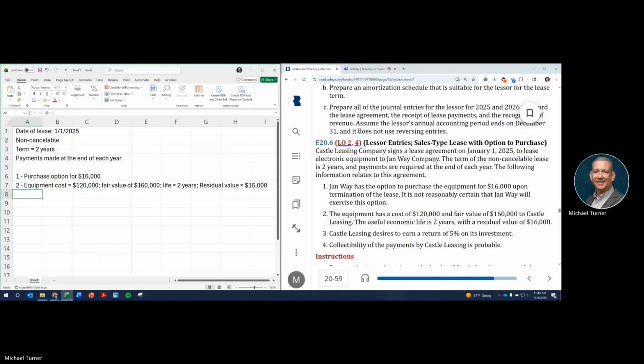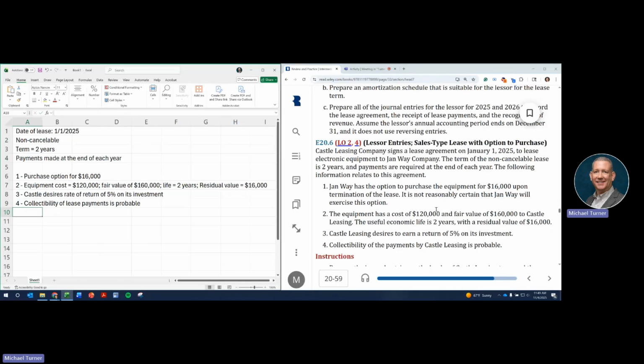So number 3, Castle Leasing wants to earn a rate of return of 5% on its investment. Let's say so, Castle desires a rate of return of 5% on its investment. So if it's going to do this deal, it wants to make a 5% return on the lease arrangement. Number 4, collectibility of payments by Castle Leasing is probable. All right, so there are our facts as we understand them from the problem.